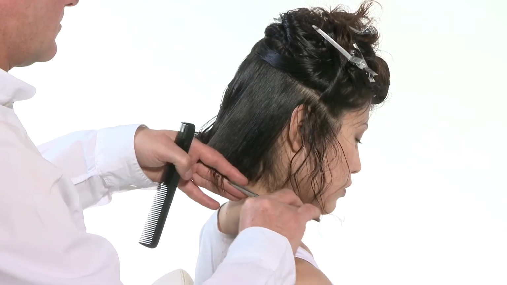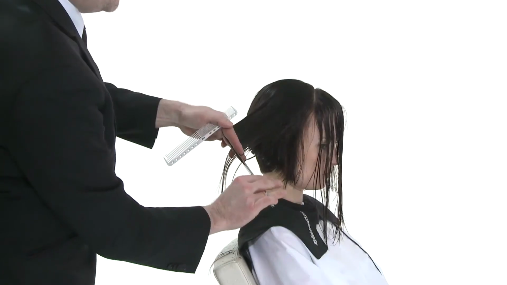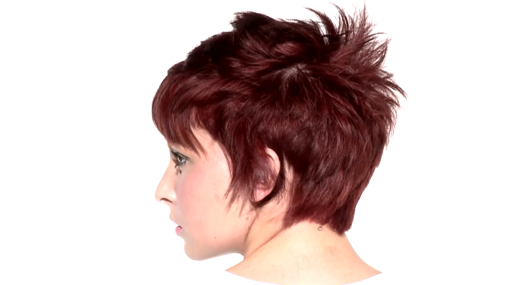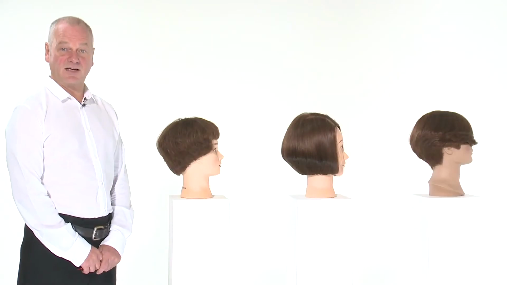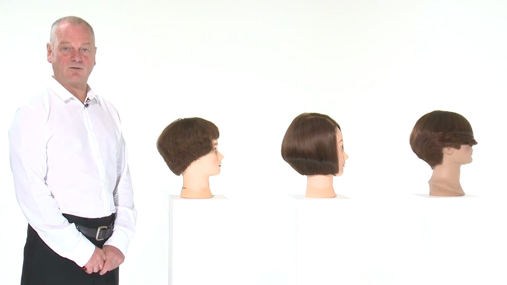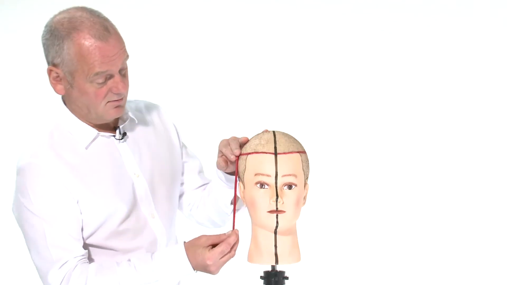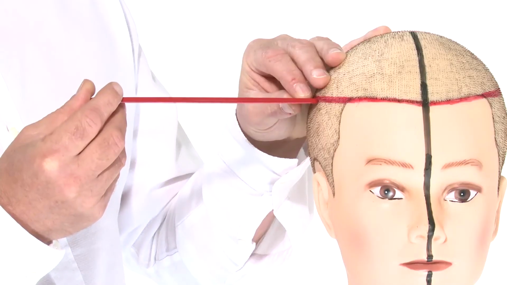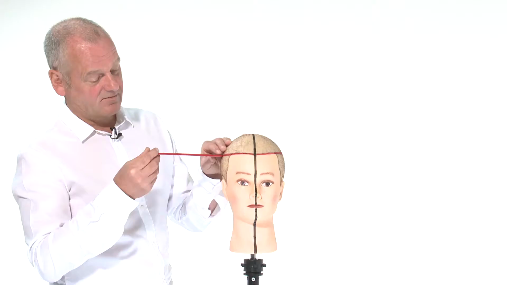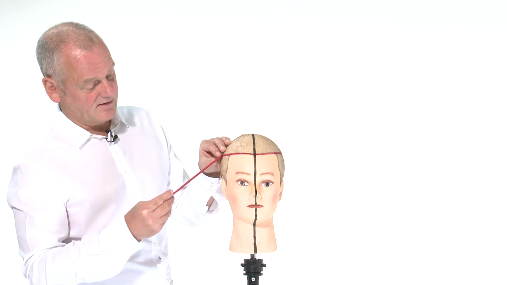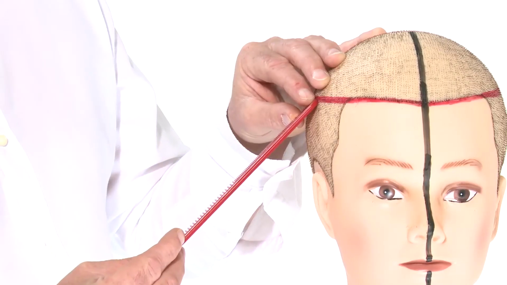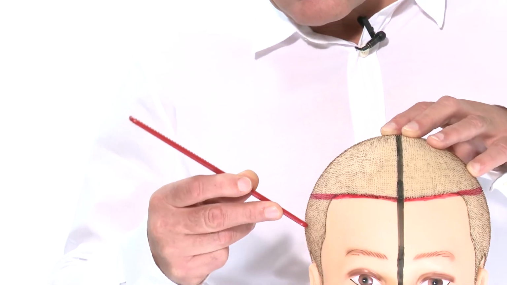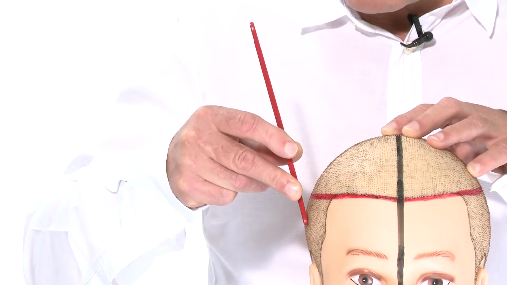The placement of the graduation will affect the outcome shape. You can place the graduation low, medium or high. Projection or elevation is the angle that you hold the hair when cutting. An angle between 0 and 90 degrees will produce graduation. Anything over 90 degrees will achieve layering.